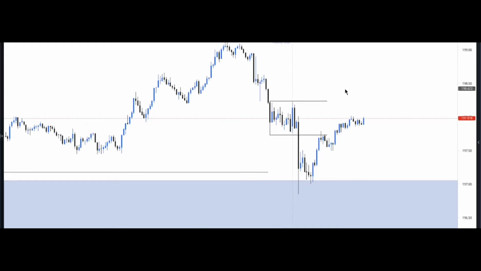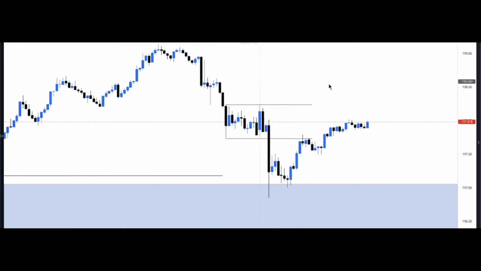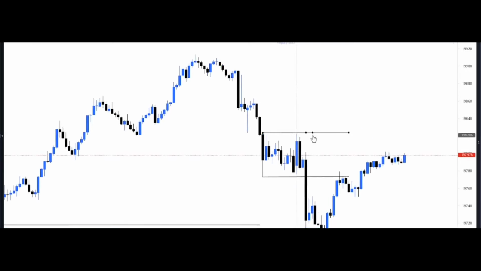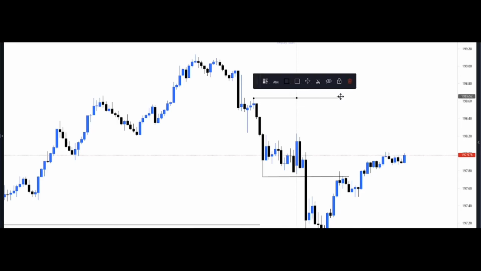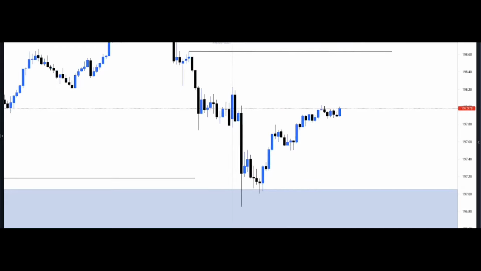So where is your actual change of character here, guys? Let me zoom in for you to see properly. Where is your actual change of character here? Well, this is your actual change of character. This one. So if price takes it out, it becomes our change of character. Without a change of character, we can't do anything on the chart just yet. So let's take this one out as well. So that's our change of character. So let's continue to play price and see.